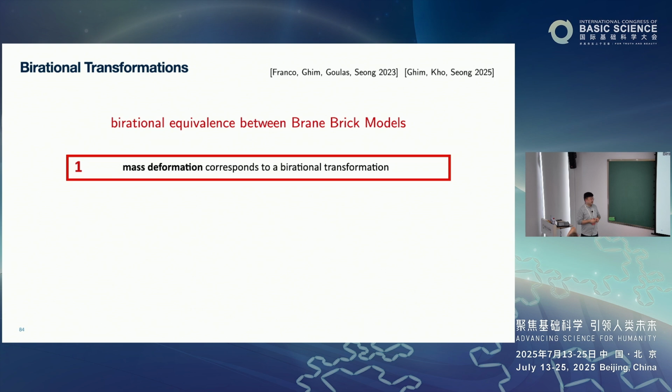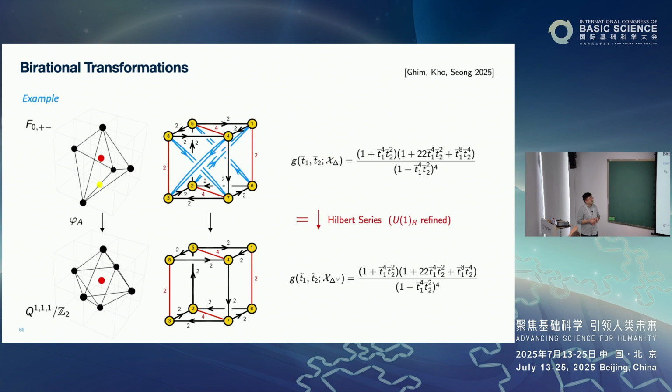So one point that we learned was that mass deformation for a 2D (0,2) theory corresponds to a birational transformation of the corresponding toric varieties. The other is the following. You can compute the Hilbert series of the corresponding toric Calabi-Yau fourfold. The Hilbert series is a generating function of the graded vector spaces that you have in the coordinate ring of the variety.